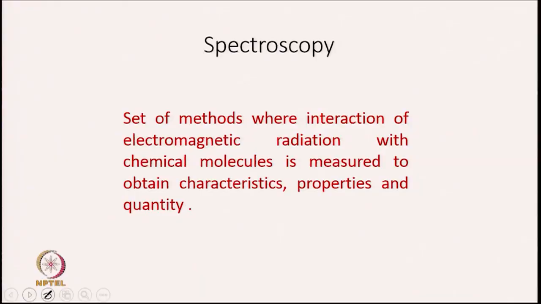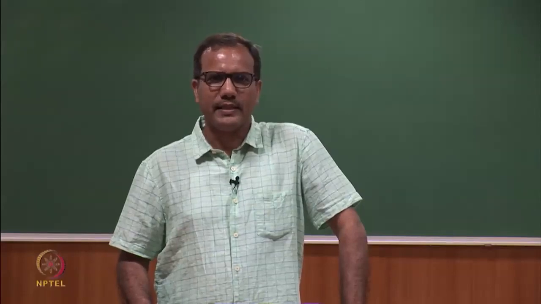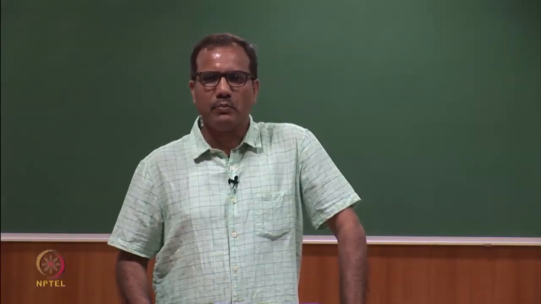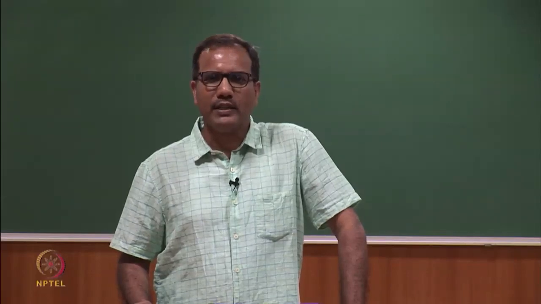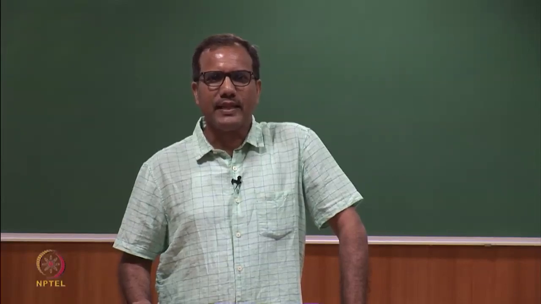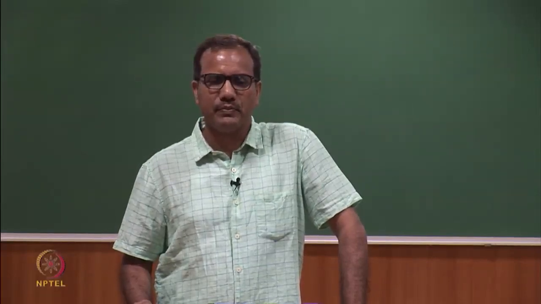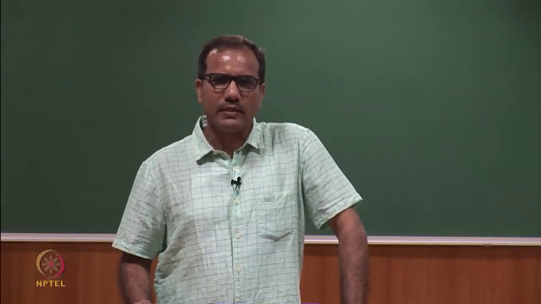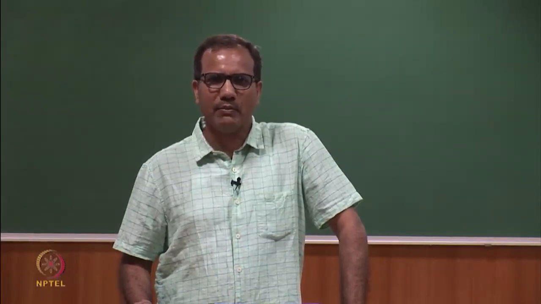As I discussed last time, spectroscopy is a set of methods where the interaction of electromagnetic radiation with chemical molecules is measured to obtain characteristics, properties and quantity. So, there are two important points. One is electromagnetic radiation and its interaction with chemical molecules. First, we will discuss what this electromagnetic radiation is.